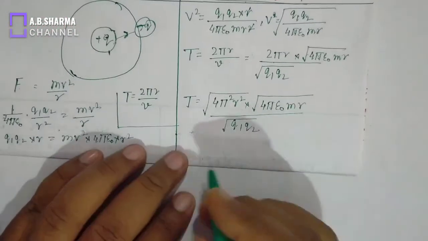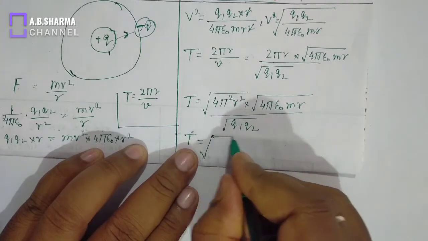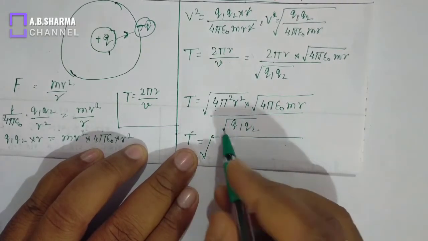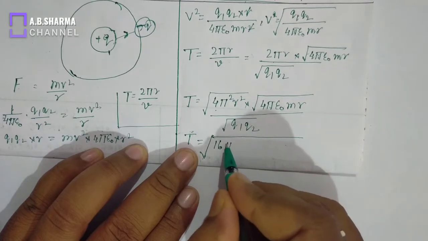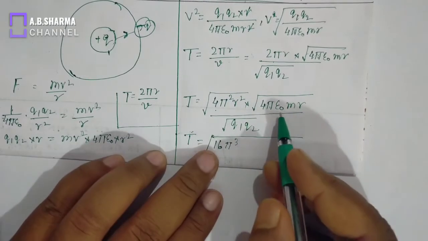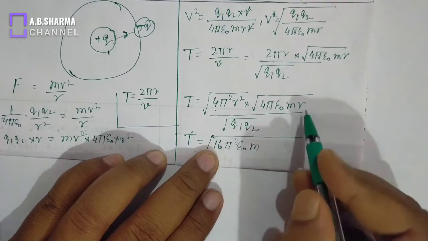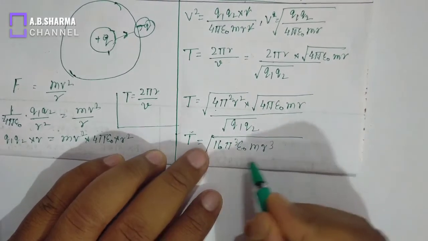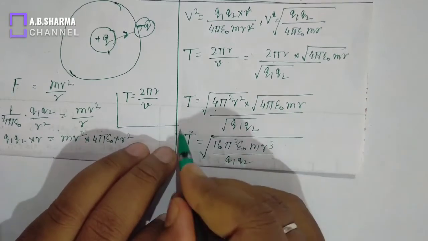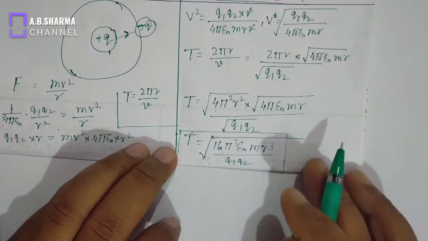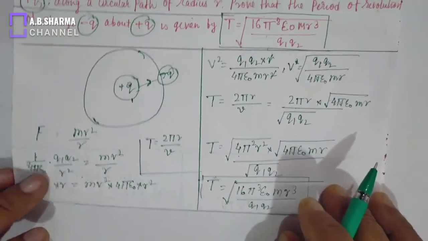If all the expressions are taken in a single root, then it becomes 4 times 4 is 16, and pi square and pi, this is pi to the power 3, epsilon naught m r and r, that is r to the power 3, divided by q1 and q2. So this is the required expression we had to find. So thus we solved the question.